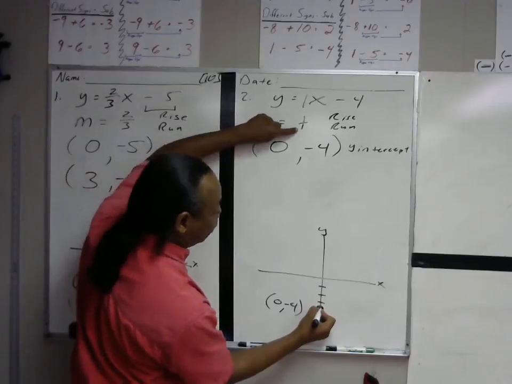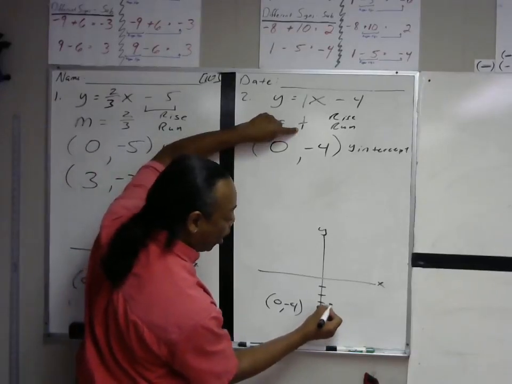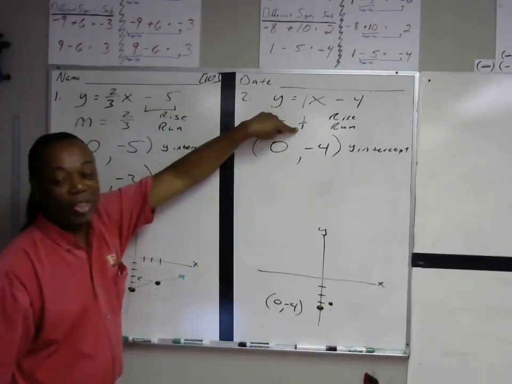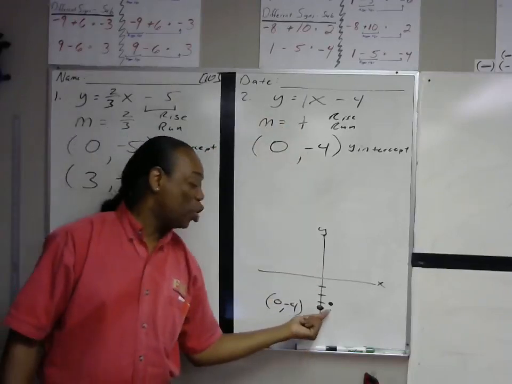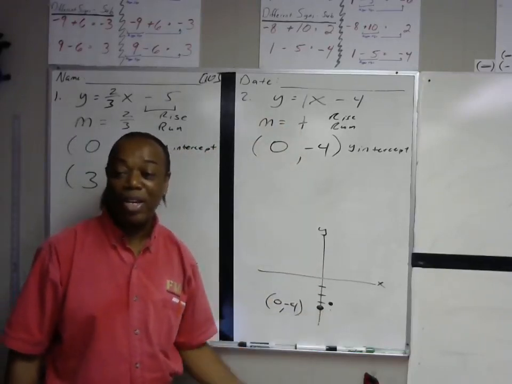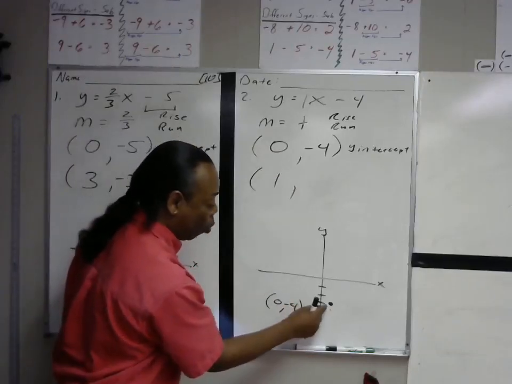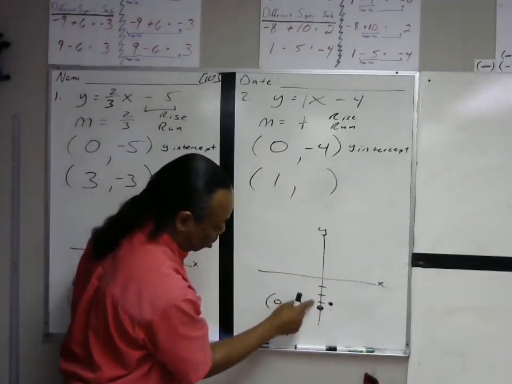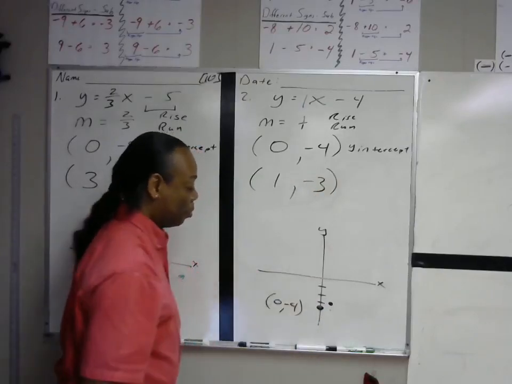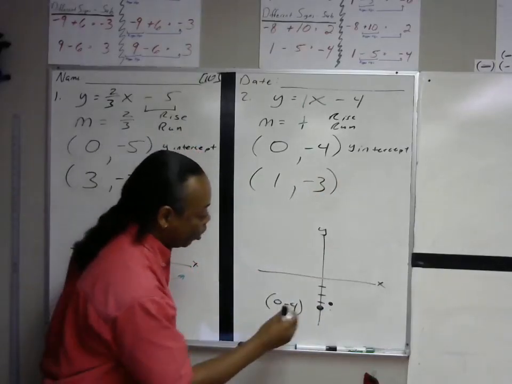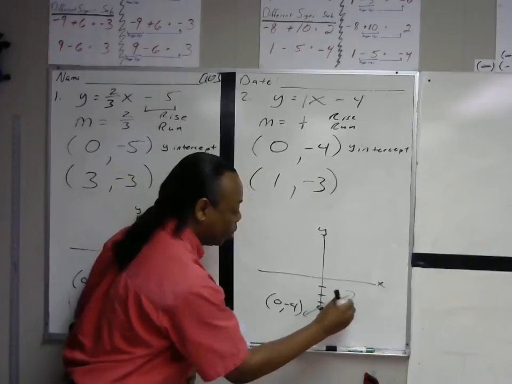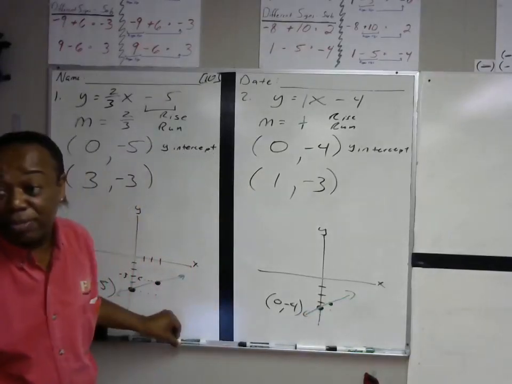We're going to run one time and rise one time. When you run one time and rise one time, you will get a new point right here. And that point is that x is 1 and y is at -3. And then just draw your line. And that was finished.